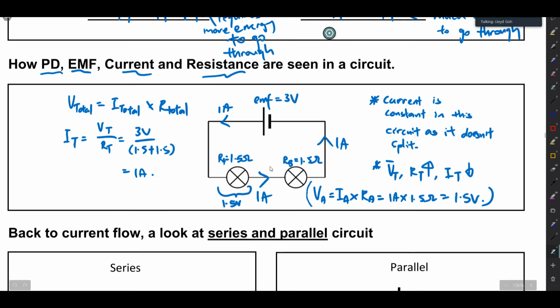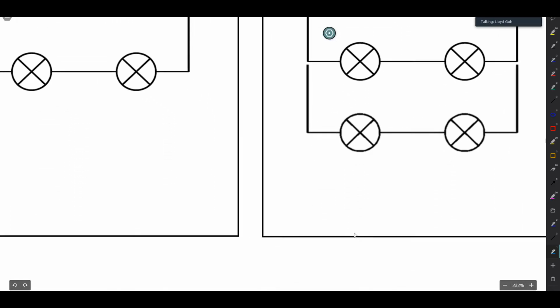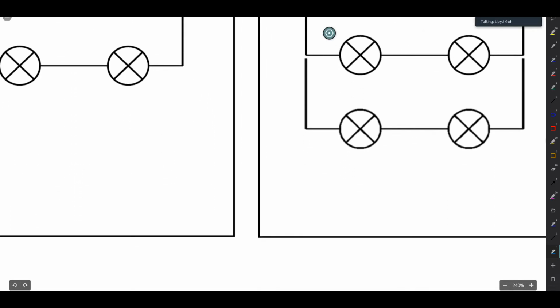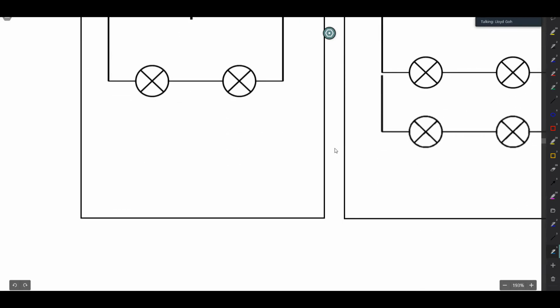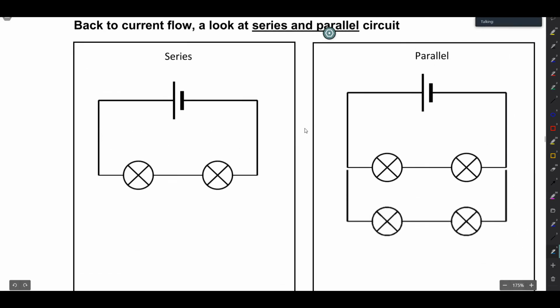Okay, any other question? If not, then we go through the characteristic of a series circuit. So we start simple. We start off with a series circuit first. Now a series circuit is easy to deal with because of its non-complexity of formulas. Because the current doesn't split, so everything becomes easy.